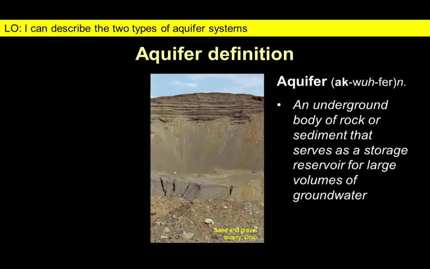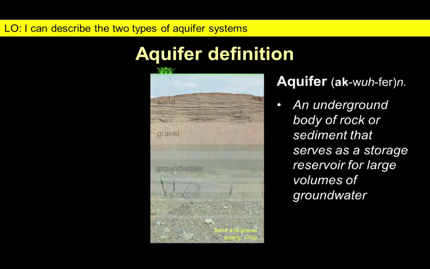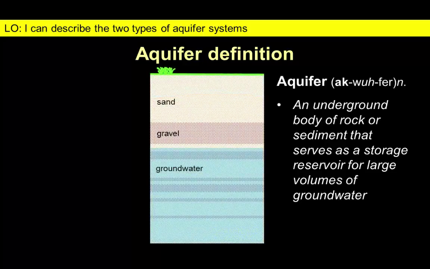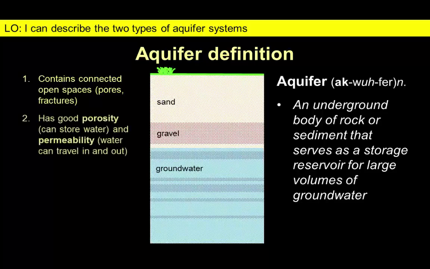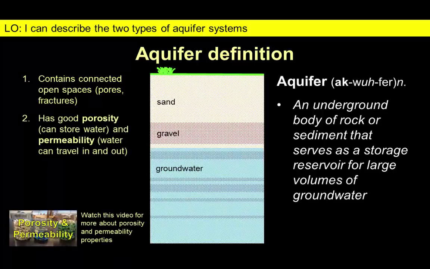An aquifer is an underground body of rock or sediment that serves as a storage reservoir for groundwater. Aquifers are made up of materials that contain interconnected spaces. These spaces are essential as they can both store water and let it easily flow in and out of the aquifer. As we will see, depending on where you are located, your local aquifer may be composed of different types of rock or sediment.